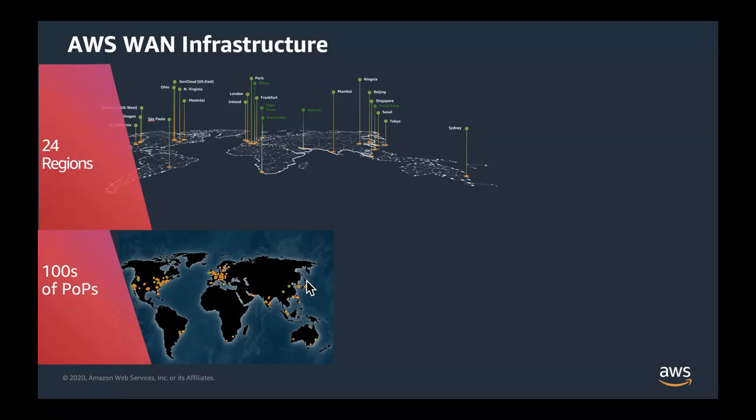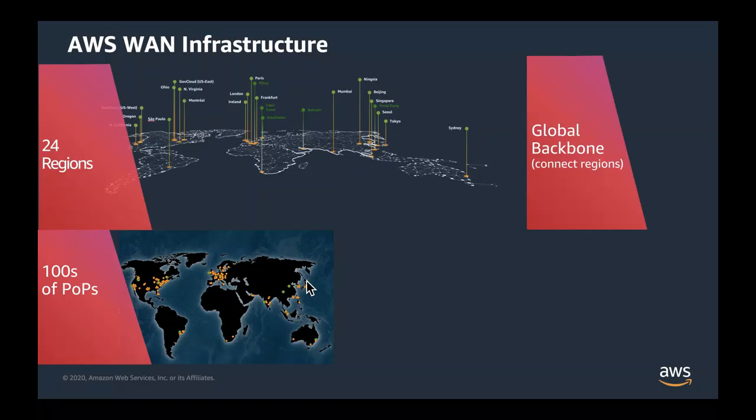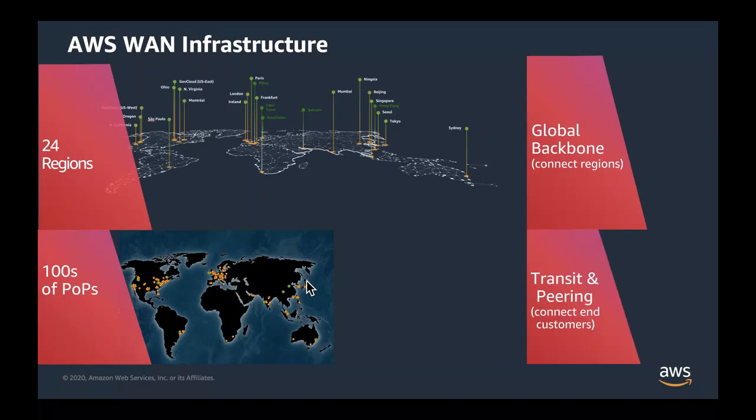So we've got these hundreds of POPs, 24 regions. All of these are connected through a global backbone. All east to west traffic across regions from the POPs coming back into the regions goes over our global backbone. And eventually, whenever we have to deliver bits to our customers, they go over the transit and peering connection. So we've got a huge transit and peering footprint all across the world with many different providers. And that footprint is what my team focuses on.